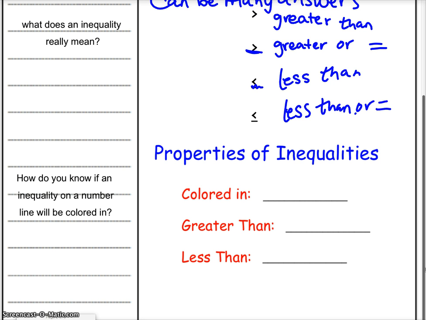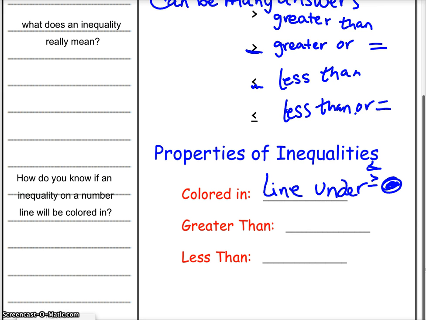Properties of inequalities. You color it in if there's a line under it. If there's a line under it, you're going to color a circle in, like that. See how I made a circle and colored it in? So that means like less than or equal, greater than or equal. See the line? The line means color in.